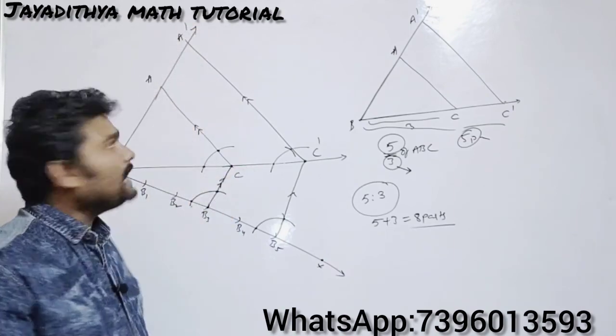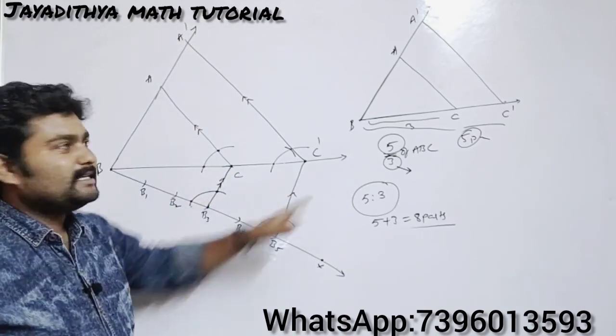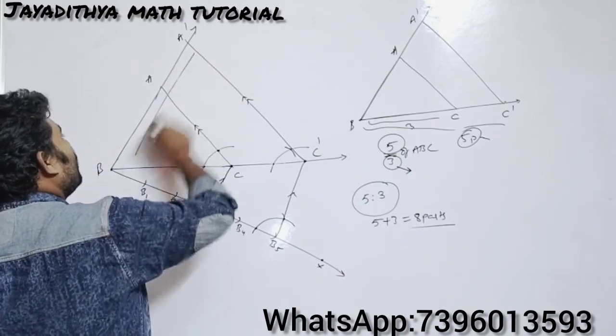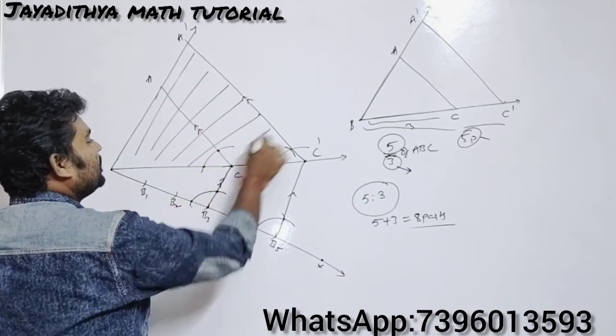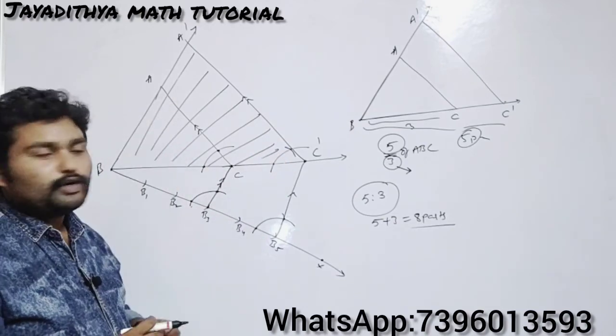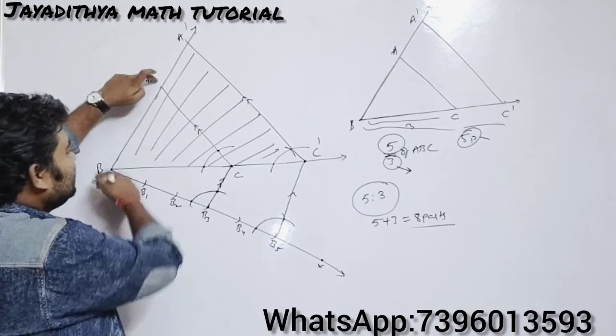So what is our similar triangle now? A' B C' is our required similar triangle. If you want, you can shade the similar figure like this, or else leave it as this. Okay, so this is our original figure now. Sorry, the original figure is triangle ABC.